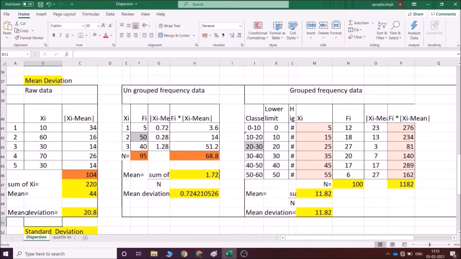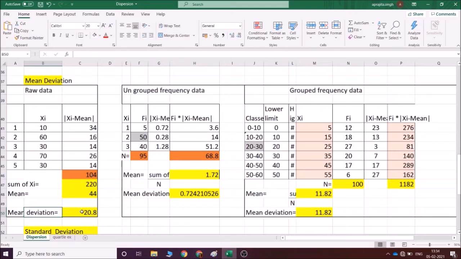Then let's come to mean deviation. What is mean deviation? You find out the mean and you find how far each number is from the mean, and you take the absolute value of it. First, how do you find the mean for the raw data? It is the sum of these numbers divided by the count. So you get 44. Now from each number I have to subtract 44: 60 minus 44, 30 minus 44, 70 minus 44, and you take the absolute value. So the minus sign, you are just removing it. Now you are adding this up.